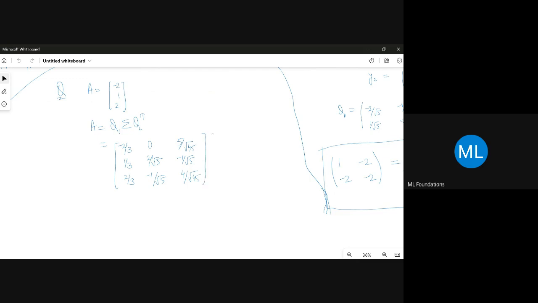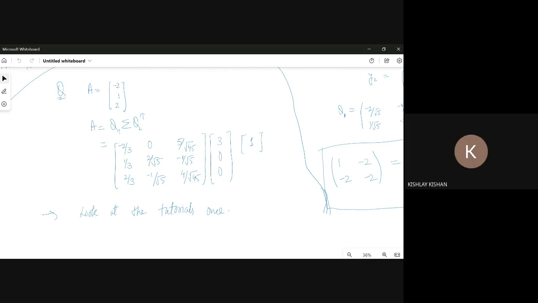The sigma that you get is 3, 0, 0, and Q2 is just 1. So this is the answer that you should get. Just think about it. And one more thing, look at the tutorial once. So tomorrow we can discuss these two things.